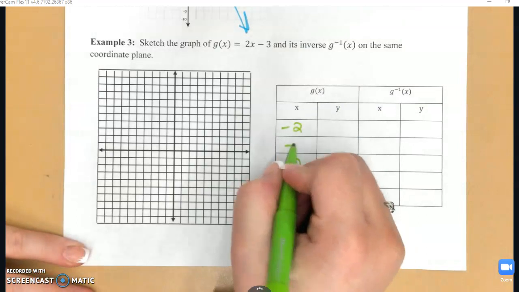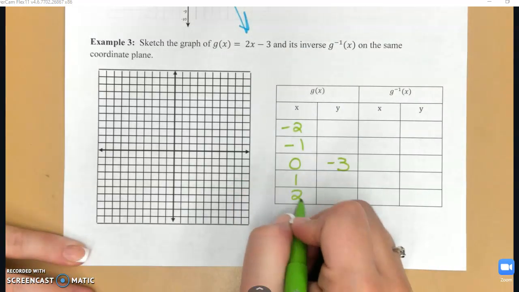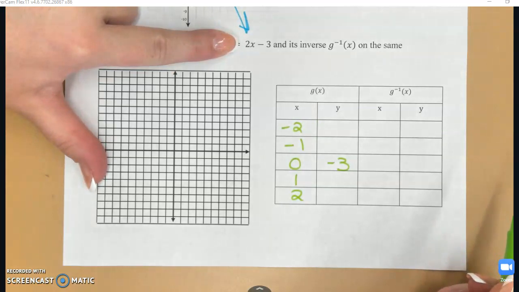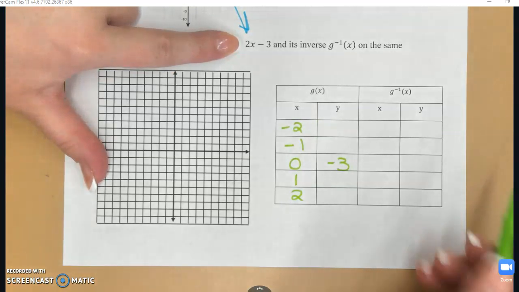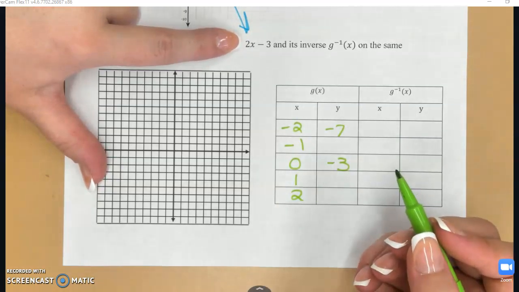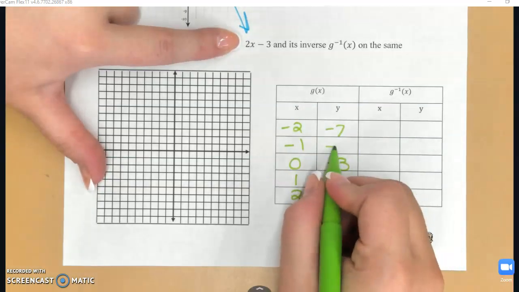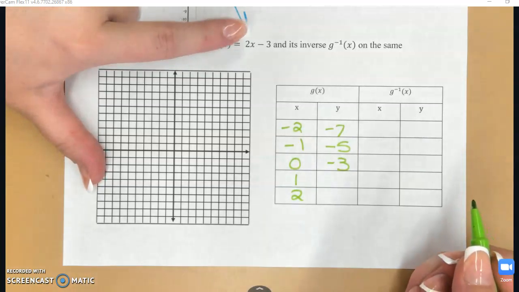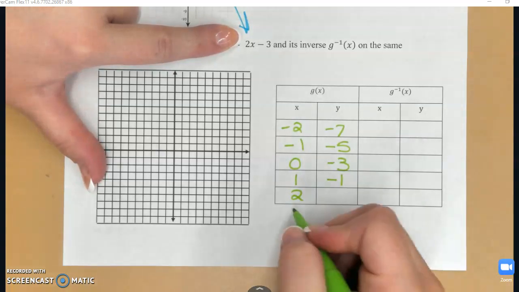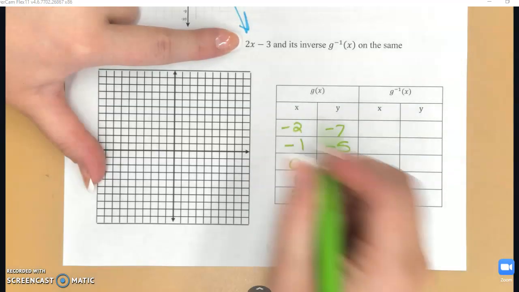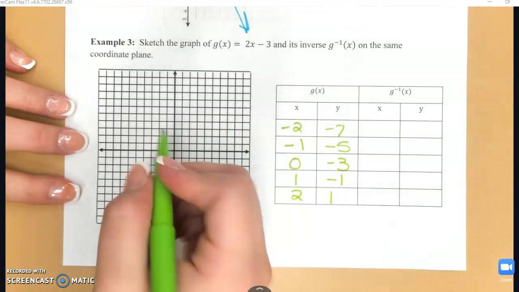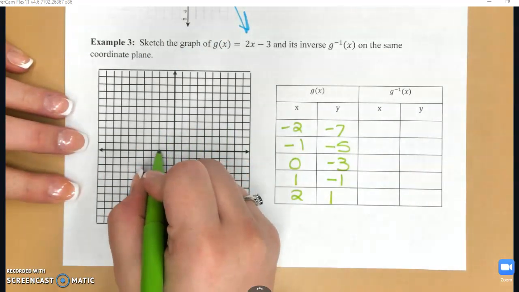So let's just get a good variety of values here so that I've got some positive and some negative. If I plug in -2, 2 times -2 is -4. -4 minus 3 is -7. If x is -1, 2 times -1 is -2, minus 3 is -5. If I plug in +1, 2 times 1 is 2, minus 3 is -1. And if I plug in 2, 2 times 2 is 4, minus 3 is 1. So I'm going to go ahead and plot those points that I've just listed.